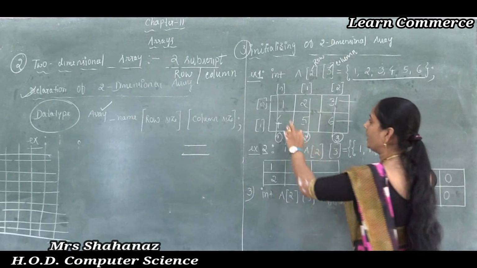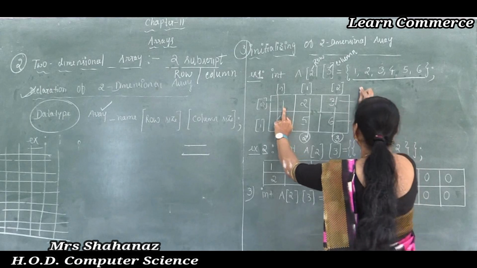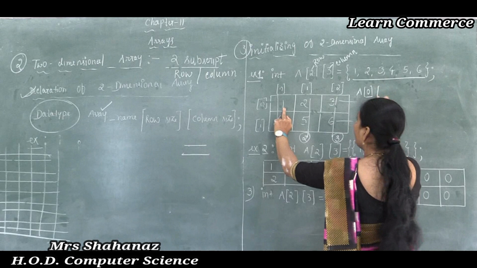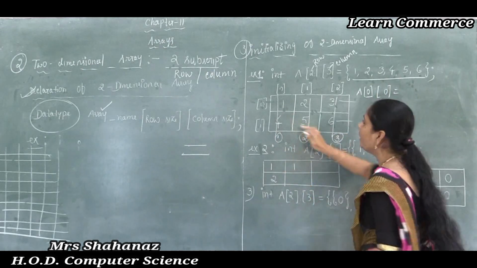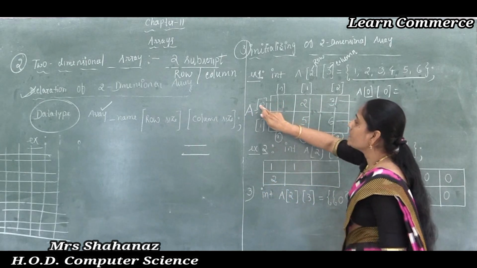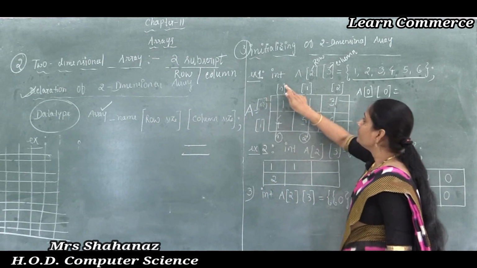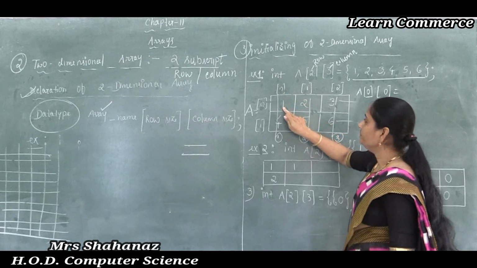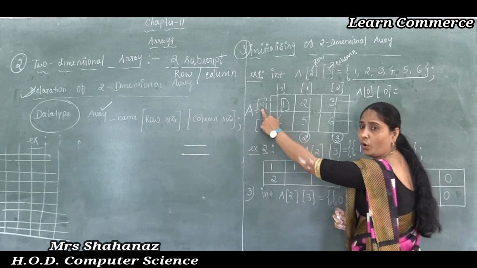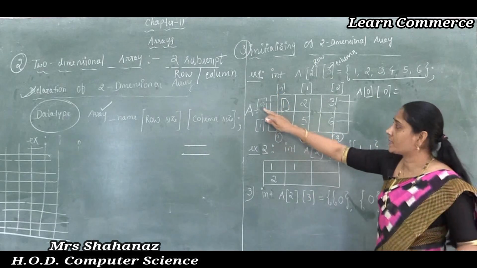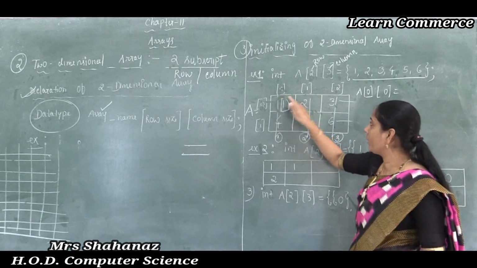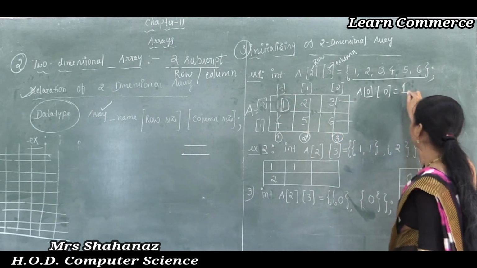How to read the element? Maybe I want to access this element. That means I am using A of 0, 0. What did I use here? The array name is A. A of 0, 0 is element 1. We need to access the row as well as the column here to access the element 1, and then we'll get the value 1.